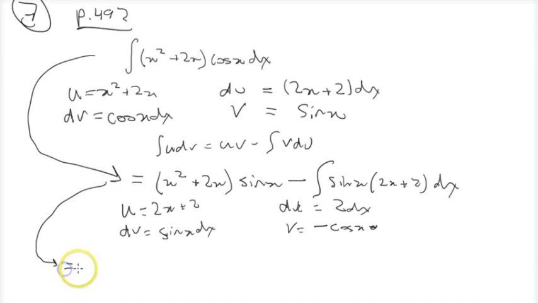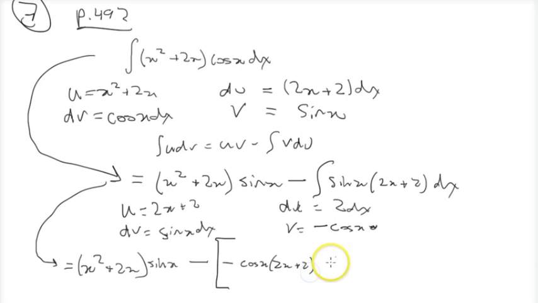So bring this down. The minus is going to carry through, and then we've got our uv, that's negative cosine x times 2x plus 2, minus the integral of v du. This negative is going to come out in the coefficient, so a negative and a negative is a plus. That 2 can also come out in the coefficient, and this is just going to be the integral of cosine x dx. This is an integral we can solve right away. And this polynomial, we'll simplify a little bit on the next screen to get a little more room.